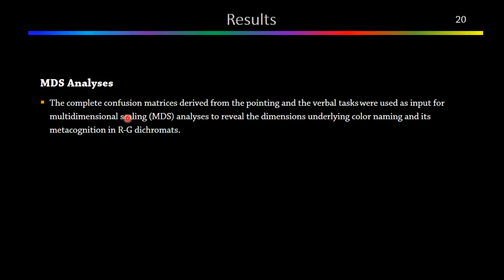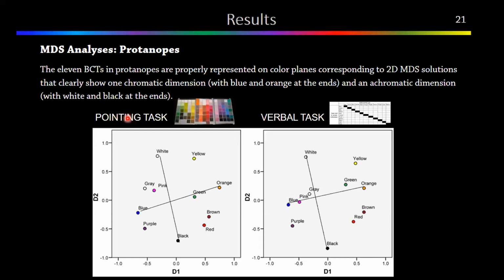We used the data from the first matrices and put them into an MDS analysis to reveal the underlying dimensions that guide these dichromats in the performance of the pointing task and the verbal task. These are the results for the protonopes. We have here the results for the pointing task, and our MDS saw it as a 2-dimensional solution.